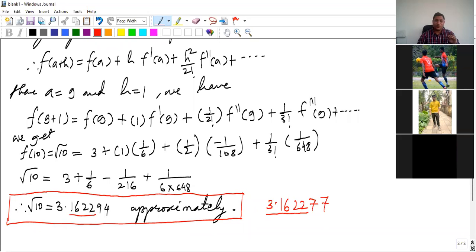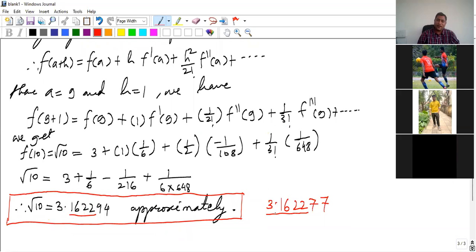Okay, so if you calculate one more term, your 7 will be correct. If you calculate 2 more terms, your answer will go to 77. If you calculate 3 more terms, then your answer will again be correct to the next term.